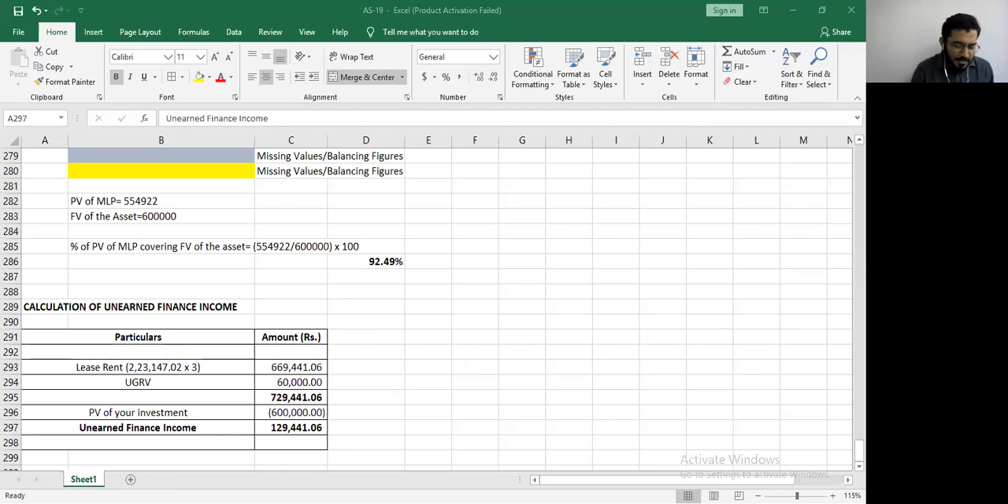Okay, fine. I think this much is sufficient for today. So you will go back home and revise the two questions that we did and the entire concept of unearned finance income, how we calculate it, and how we find out the lease rental per annum. Ensure that you solve these questions again and revise them thoroughly. I will share this solution with you in a while.